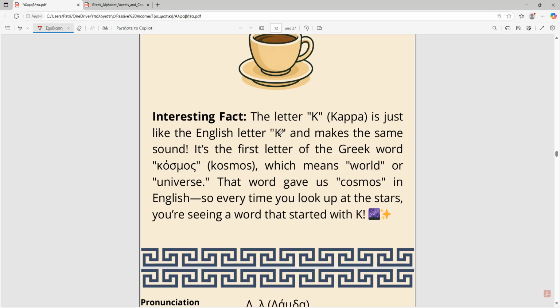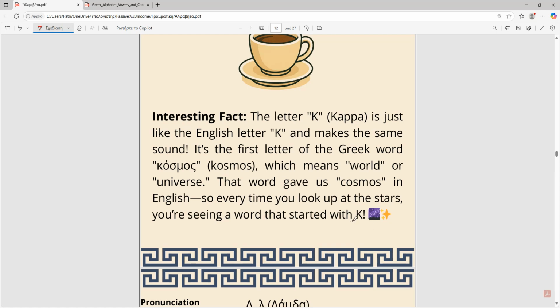Yes, you know cosmos. You have heard it, maybe in movies, and it means world or universe. We also use cosmos to say the people. So, for example, I went to the supermarket, and inside the supermarket there was a lot of cosmos, like a lot of people. So that word, to close the parenthesis, gave us cosmos in English. So every time you look up at the stars, you are seeing a word that started with K.